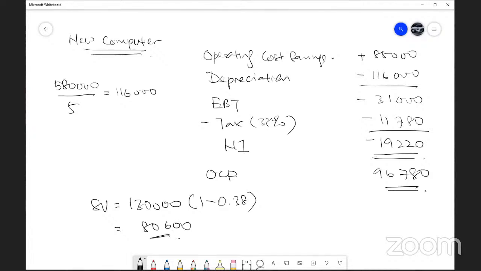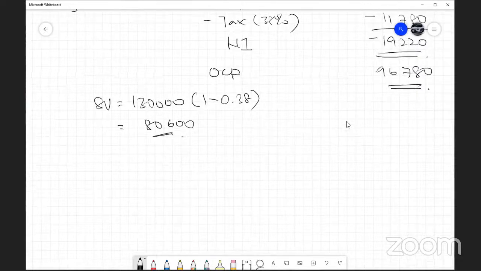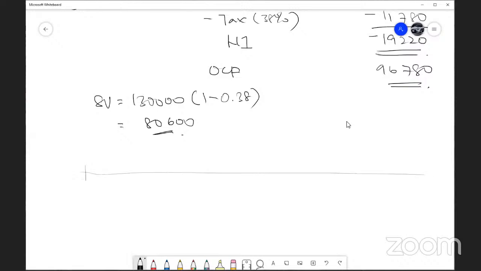So this is the salvage value at the 5th year. All right, so now you can start calculating already. You can use the method that I showed you just now, put in a timeline, easier for you to see. Actually, you don't need to draw the timeline. The timeline is being drawn for you now so that you can see it easily.